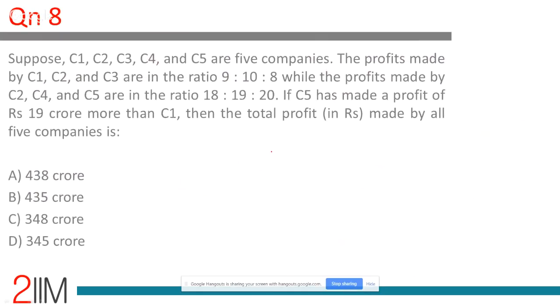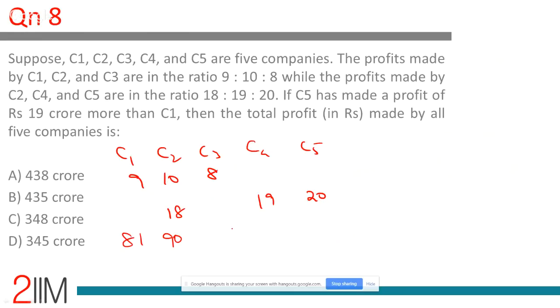C1, C2, C3, C4, and C5 are 5 companies. Profits made by C1, C2, C3 are in the ratio 9 is to 10 is to 8. C2, C4, C5 are 18, 19, 20. Super. Now we need to simplify and get all of this into the same variable. We need to take the LCM of 10 and 18, which is 90. So 10 to 9 is 90.